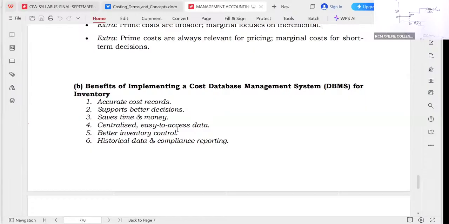Yeah, it leads to better inventory control because everything is in the system. If you want historical data, you'll be able to get it very easily, and it's very good for compliance reporting. You don't have to remember everything.